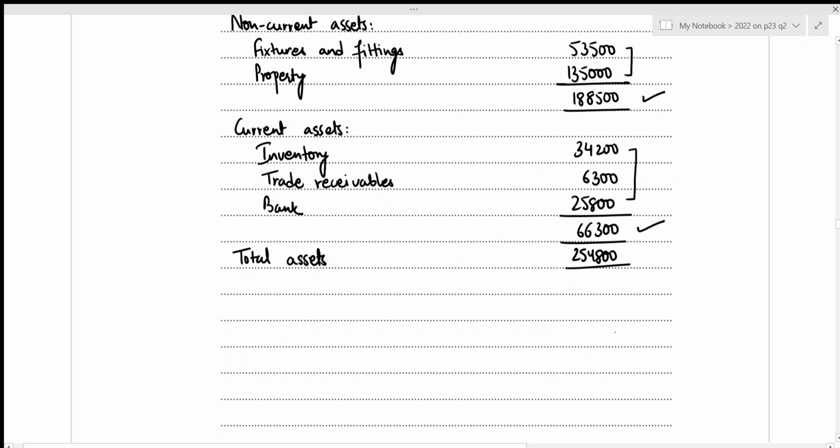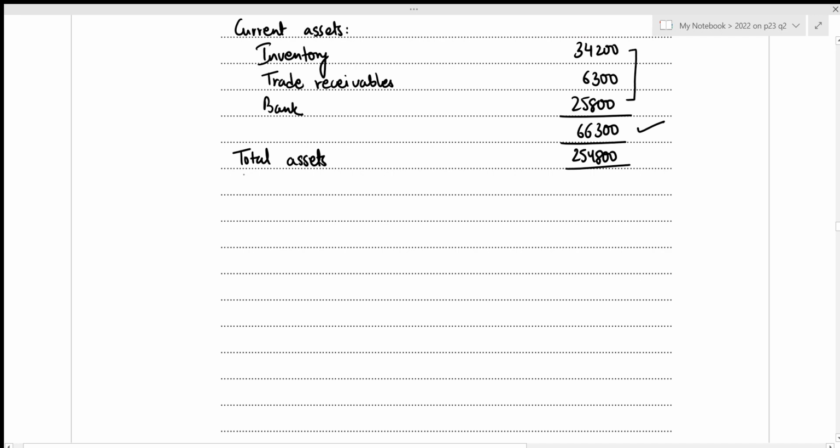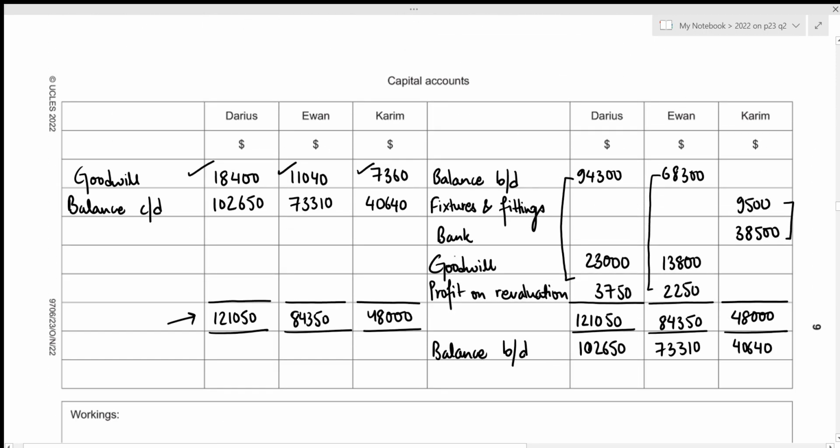We can now move towards capital and liabilities section. We will be starting with the capital accounts. And we have three partners. So that is Darius, Ivan, and Karim. And since we have already prepared the capital account above, we will just be substituting the closing balances. So let's have a look above. The closing balance for Darius was 102,650. For Ivan, it was 73,310. For Karim, it was 40,640. So let's write down these three amounts in our statement of financial position.